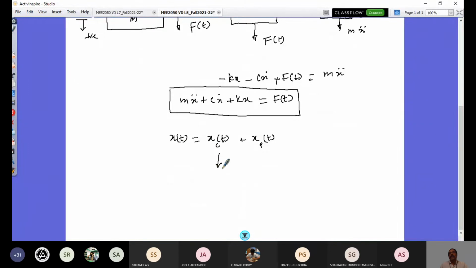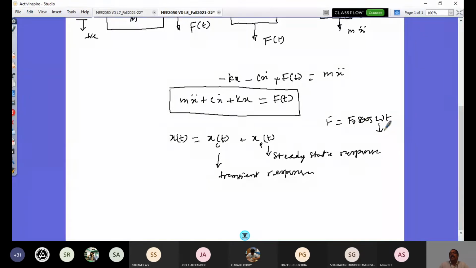So let's look at what this is. It's a transient response. What is this? It is called the steady state response. The steady state response is going to vibrate with the same frequency as the excitation frequency. So what is my excitation frequency? F of t is equal to f naught cos omega t, so omega is simply the excitation frequency. With the excitation frequency, this would be vibrating.